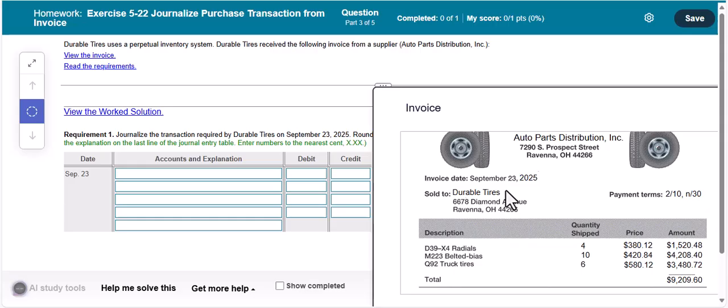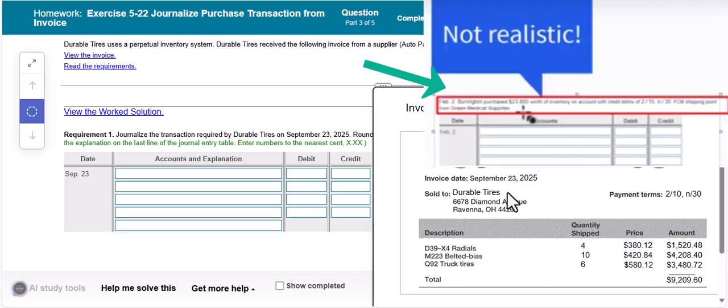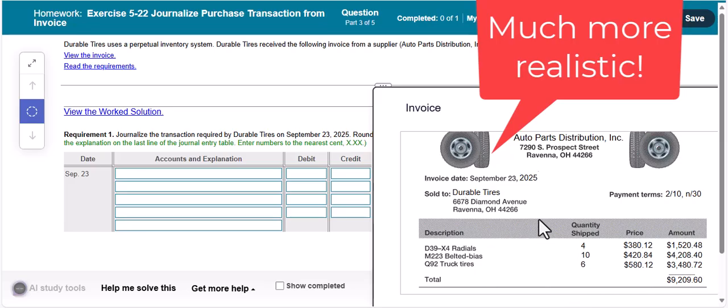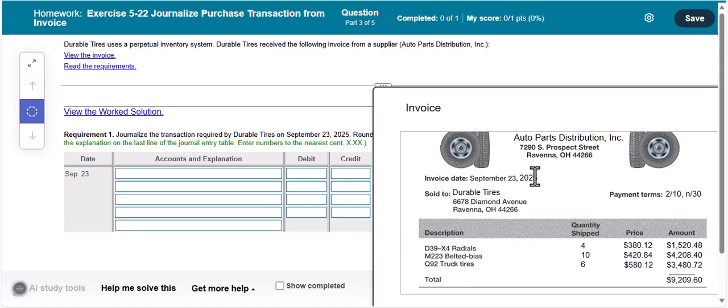Now, most accounting homework problems give you the transactions like this. They just tell you exactly what's going on in a short sentence or two, but that's not the way real-world accounting works. In the real world, you're going to get an invoice like this, and you have to figure out what's going on. So we are Durable Tires, and then our supplier here is Auto Parts Distribution. So it looks like Auto Parts Distribution is sending us this invoice, and we can tell this invoice is sold to us because it says sold to Durable Tires.